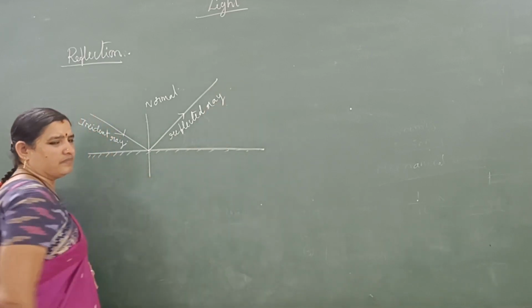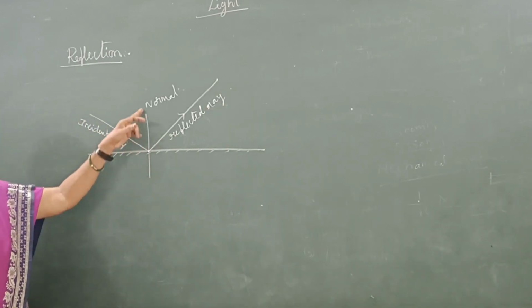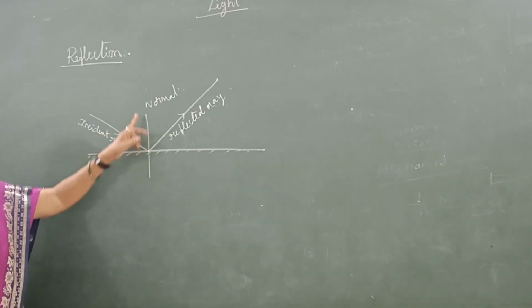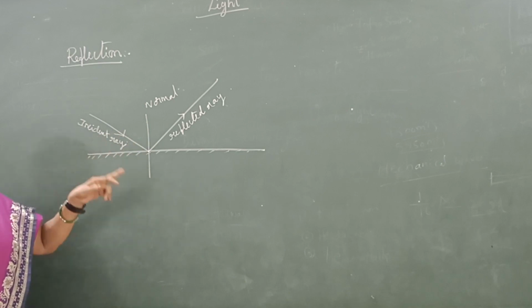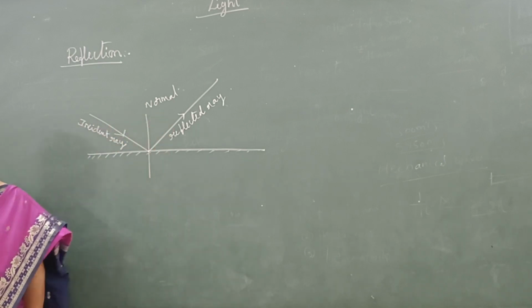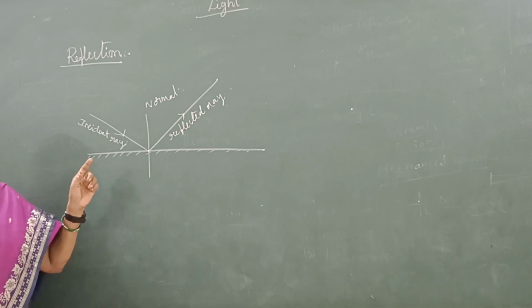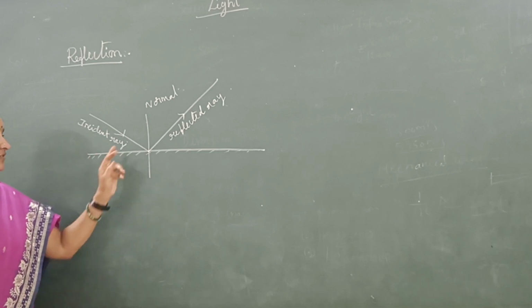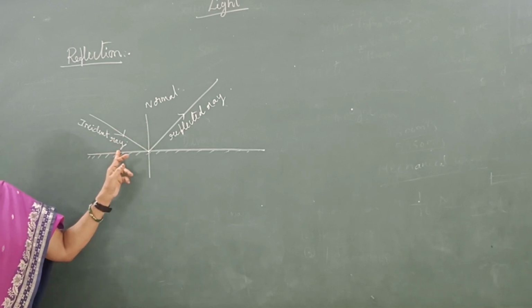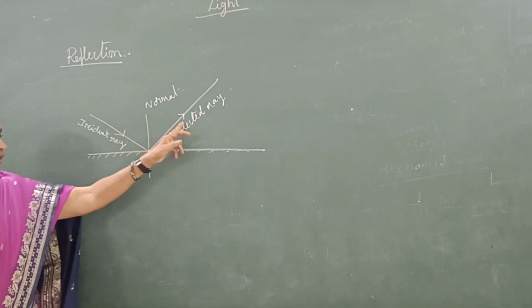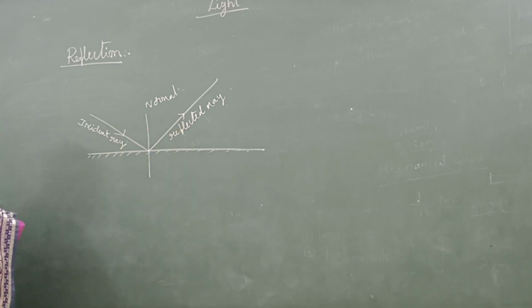This is the normal at the point of incidence. We have to draw this normal to find out the angle of incidence and angle of reflection. Always we have to calculate the angle of incidence from the normal to the incident ray, and the angle of reflection from the normal to the reflected ray.